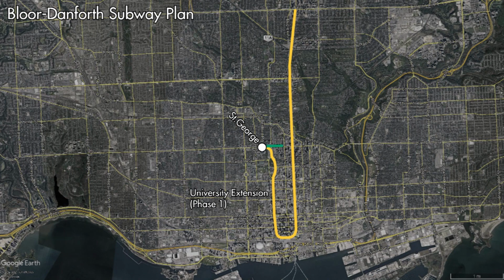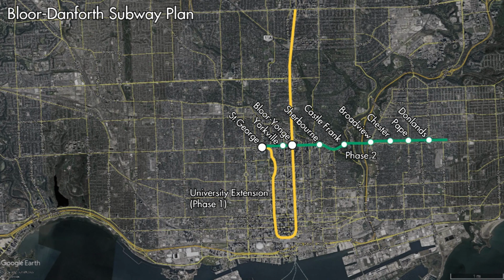Phase 2 of the project would see the Bloor-Danforth Subway itself built with 10 stations, running from St. George Station in the west to Greenwood Station in the east. Other stops would include Yorkville, Bloor-Yonge, Sherbourne, Castle Frank, Broadview, Chester, Pape, and Donlands.